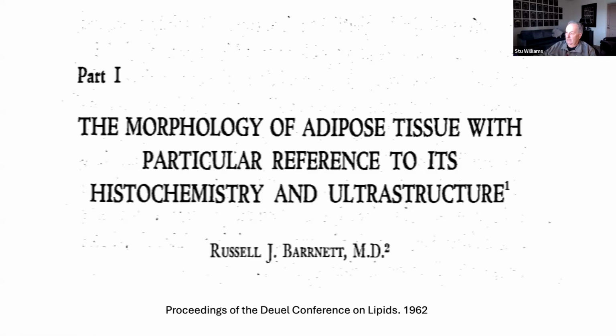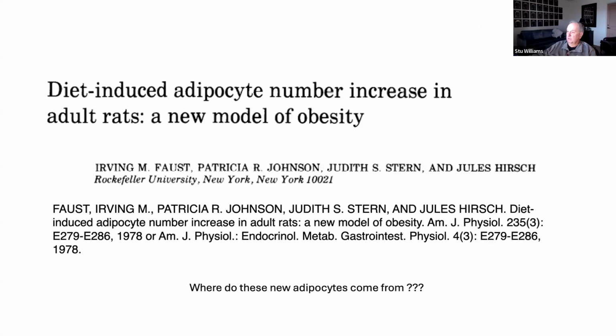And it was at this proceeding in 1962 that Russ Barnett wrote one of the definitive papers on what adipose tissue looks like, what's in it. And I enjoyed my conversations with him as we went through that the embryology of these cells in fat truly comes from the vasculature. They are the progenitor cells that exist there.